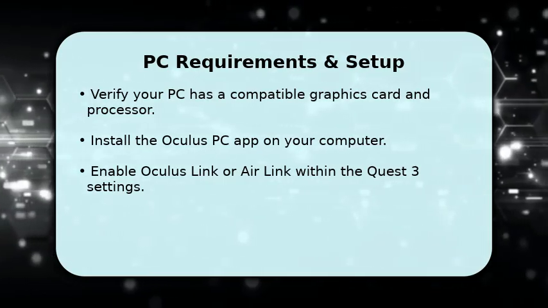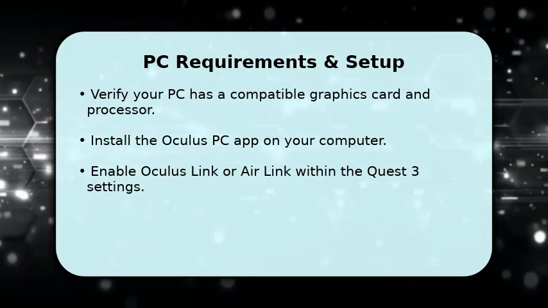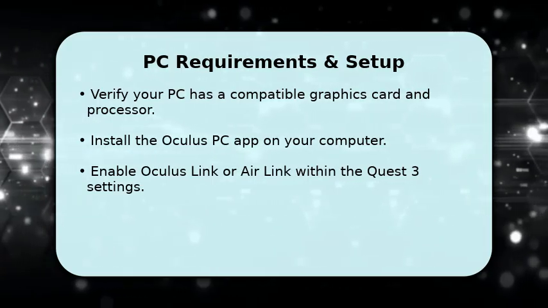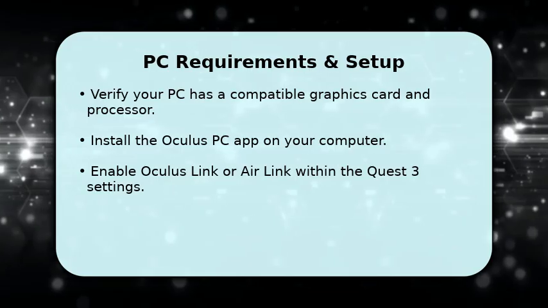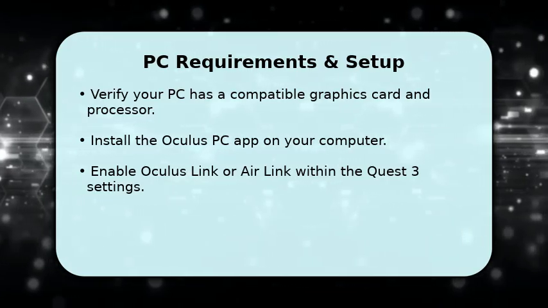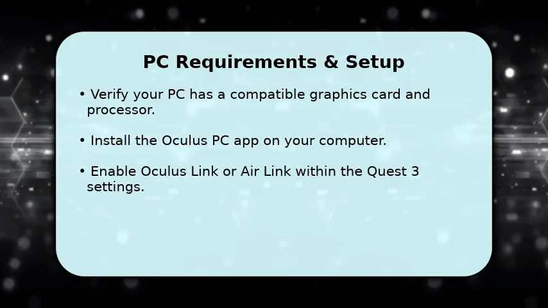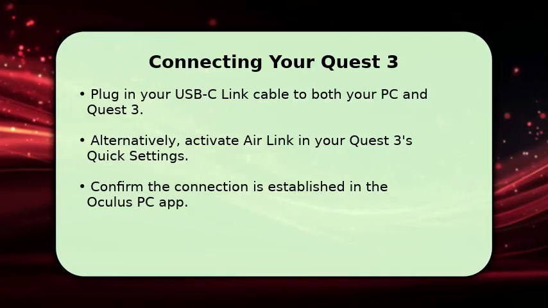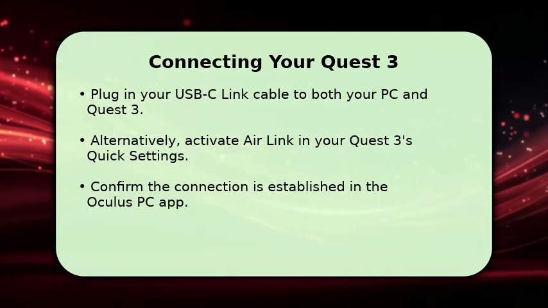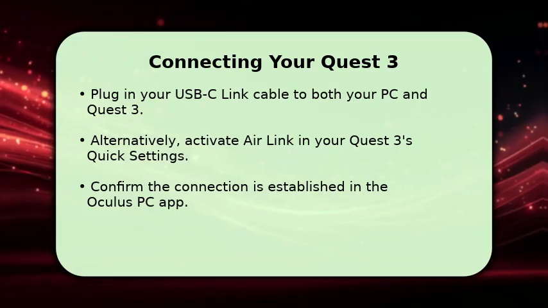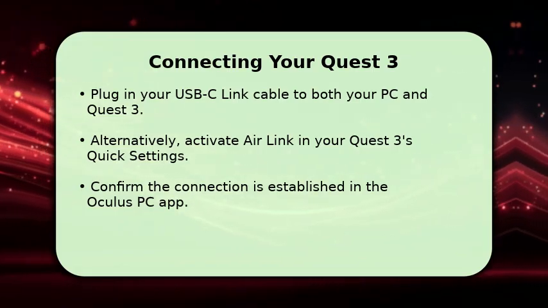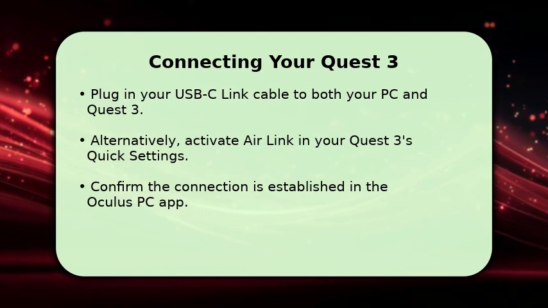Next, download and install the official Oculus PC application. Once installed, open the app and follow the prompts to set up your Quest 3 for either a wired or wireless connection. To connect, if using a cable, simply plug one end of your USB-C link cable into your personal computer's USB 3.0 port and the other end into your Quest 3 headset.